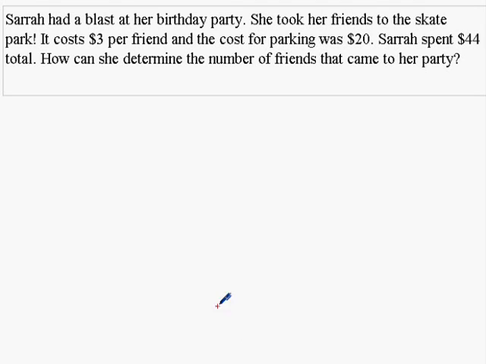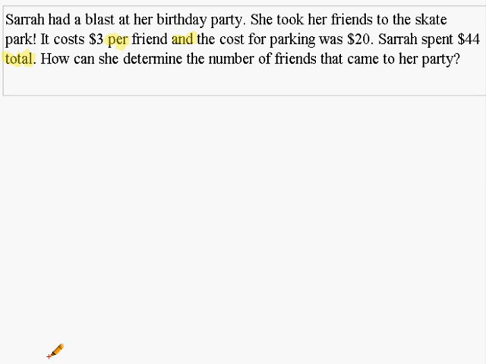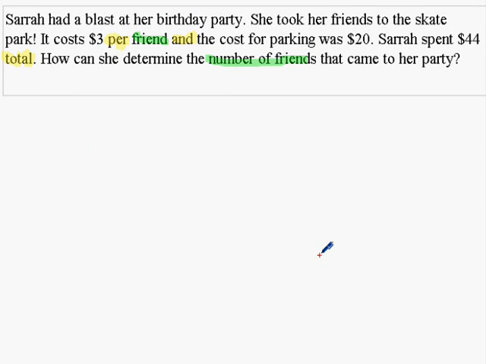Okay, we need to create a verbal model. Let's go back and highlight our words again. So we had the word per, because it's $3 per friend, and the cost of parking was $20. Sarah spent $44 total. All right, and remember, we're looking for the number of friends. The number of friends. So that's going to be our variable. So let's define our variable.